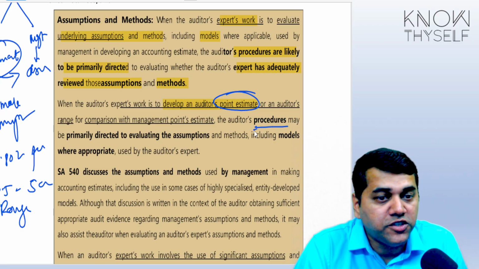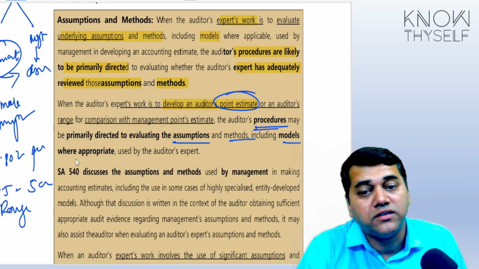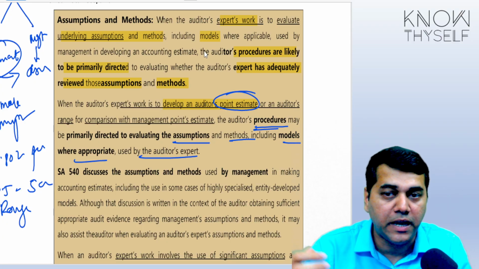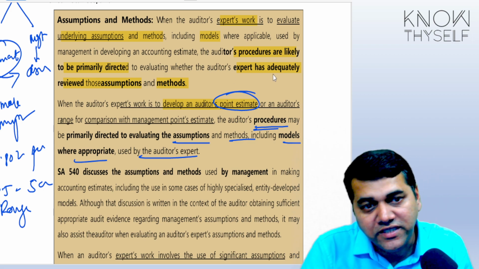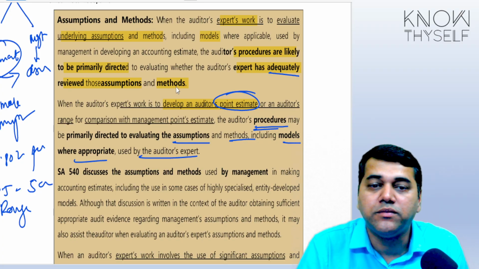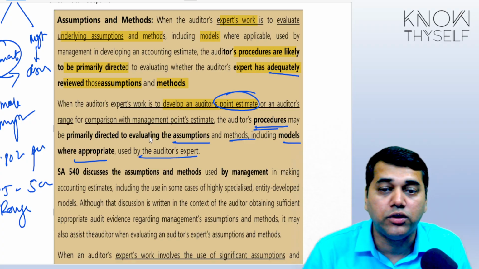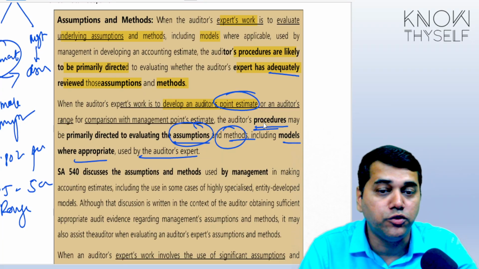In such a case, the auditor's procedures may be primarily directed at evaluating assumptions and methods, including the models, whether appropriately used by the expert. So in the first case, if you are appointed to evaluate only the assumptions, you have to just see whether the review of assumptions has been done properly. In the second case, when they have to calculate, then you have to evaluate the assumptions, methods and the models they have used.